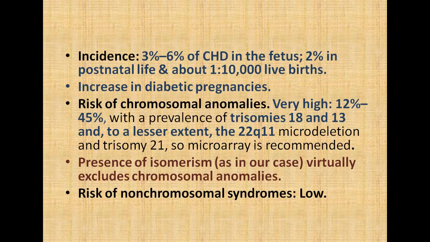The incidence of double outlet right ventricle is 3 to 6% of congenital heart disease in the fetus, 2% in postnatal life, and about 1 per 10,000 live births. Increased in diabetic pregnancies, and risk of chromosomal anomalies is very high, 12 up to 45%, with a prevalence of trisomies 18 and 13, and to a lesser extent 22q11 microdeletion and trisomy 21. So microarray is recommended. Presence of isomerism, as in our case, virtually excludes chromosomal anomalies. Risk of non-chromosomal syndromes is low.